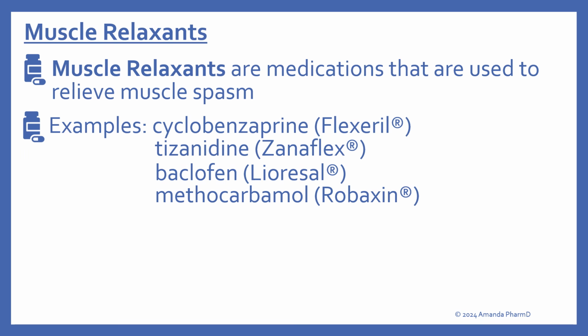Next are the muscle relaxants. Muscle relaxants are medications that are used to relieve muscle spasm. Some examples include cyclobenzaprine, brand name Flexeril, tizanidine, brand name is Zanaflex, baclofen, brand name is Lioresal, and methocarbamol, brand name is Robaxin.